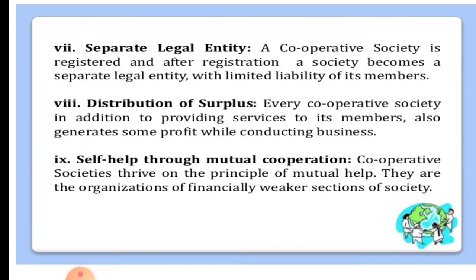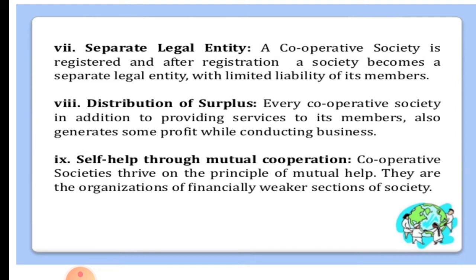So, distribution of surplus. Every business has some percentage of profit, even though a society is not functioning to earn profit. In this case, even if a small amount of profit is left with the cooperative society each year, that surplus amount is distributed to the members itself. So every cooperative society, in addition to providing services to members, also generates some profits while conducting business, and this profit at the end of the year will be divided among the members of the society.